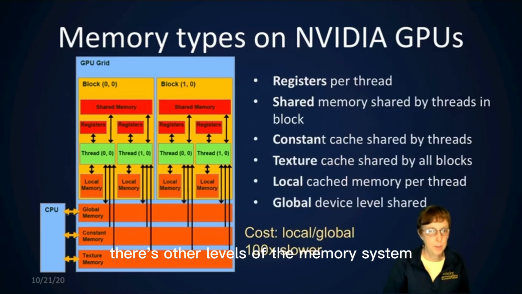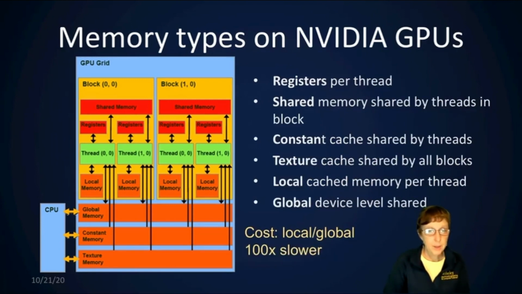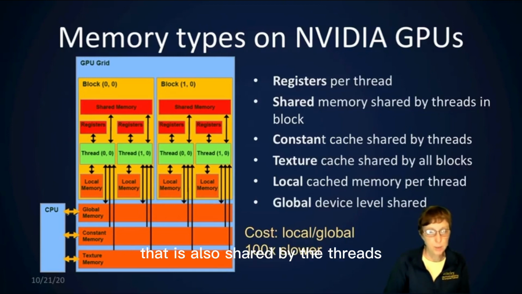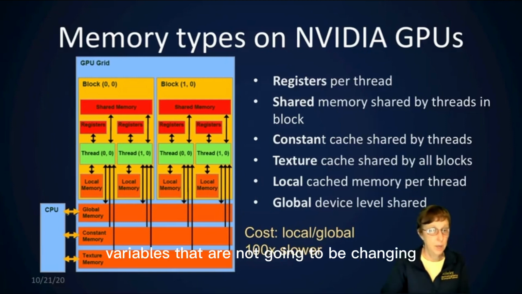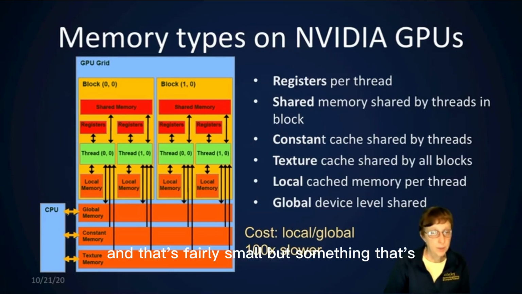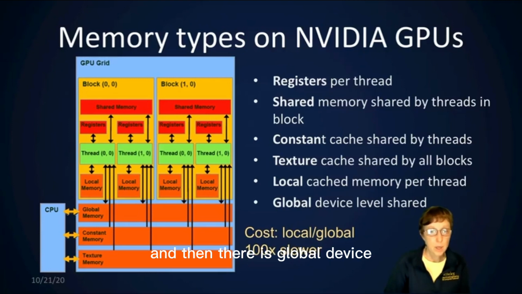There are other levels of the memory system that I'm not going to really talk about, but you should be aware of them. There's something called a constant cache that is also shared by the threads, that you can put variables in that are not going to be changing, that are constant. There's also a texture cache that's shared by all the blocks. That's fairly small, but it can also be used to share things across blocks. And then there is global device-level memory as well.